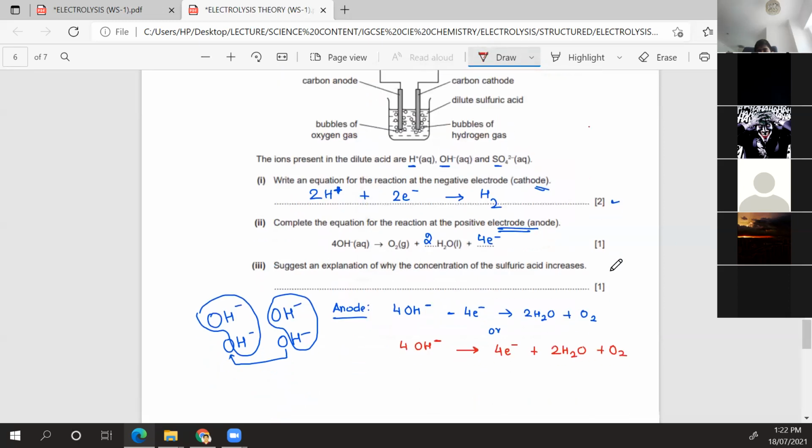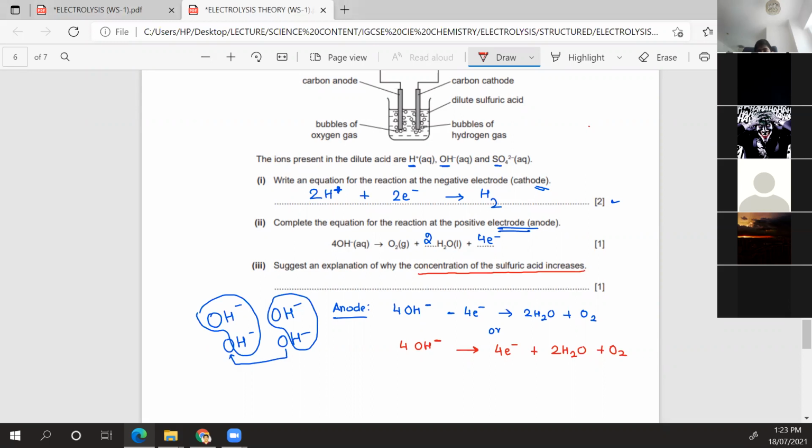So this is something which you can write in both ways. Whether you want to write minus electrons first or electrons on the opposite side of the arrow, both are one and the same. Next one, suggest an explanation of why the concentration of sulfuric acid increases.